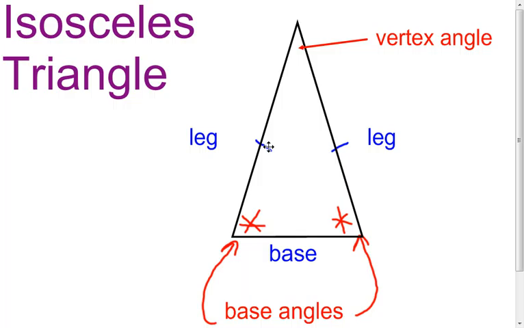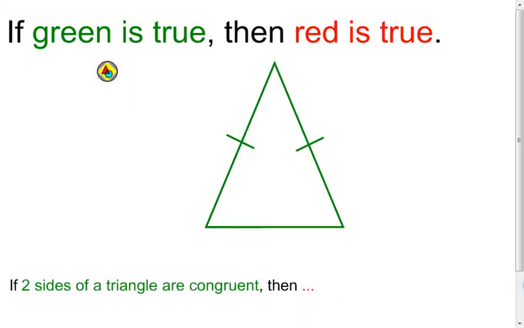The other piece would be the base. The base would be the side that's not necessarily congruent to the other two. Now the base could be congruent to the legs, but it's not always going to be. The base angles then just refer to the two angles that touch the base. And the one angle that's not a base angle is going to be referred to as the vertex angle. Those pieces are going to come up in conversations as we go throughout talking about isosceles triangles.